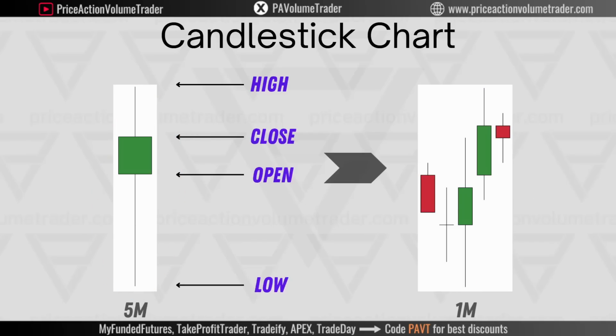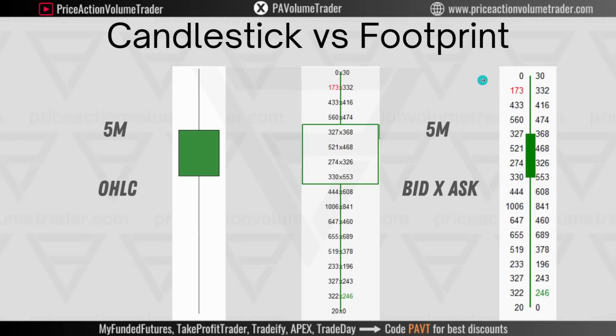So you do get more detail, but we still don't know what is going on inside. Like, we can see, okay, we had this rejection down at the bottom. That's a nice bullish signal, but we don't know what the buyers and the sellers were doing at these levels or at these highs, etc. That is the value that we get on the footprint chart.